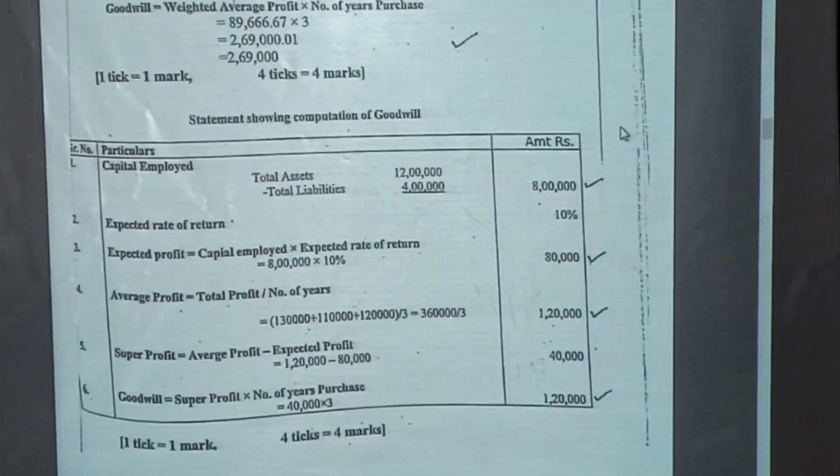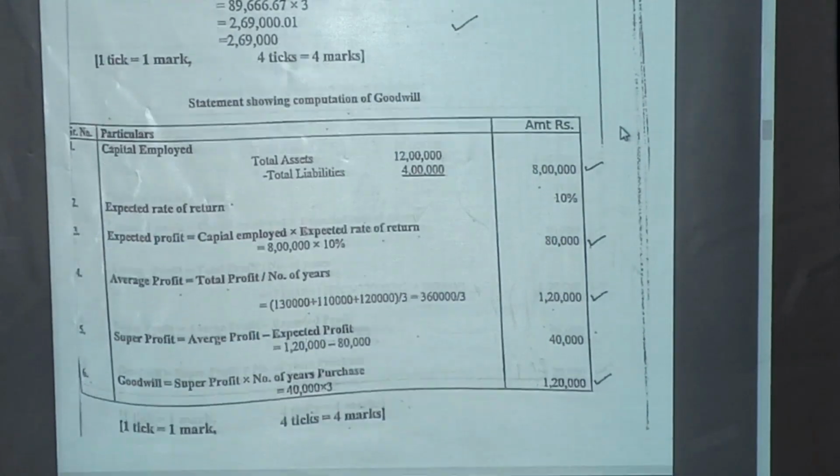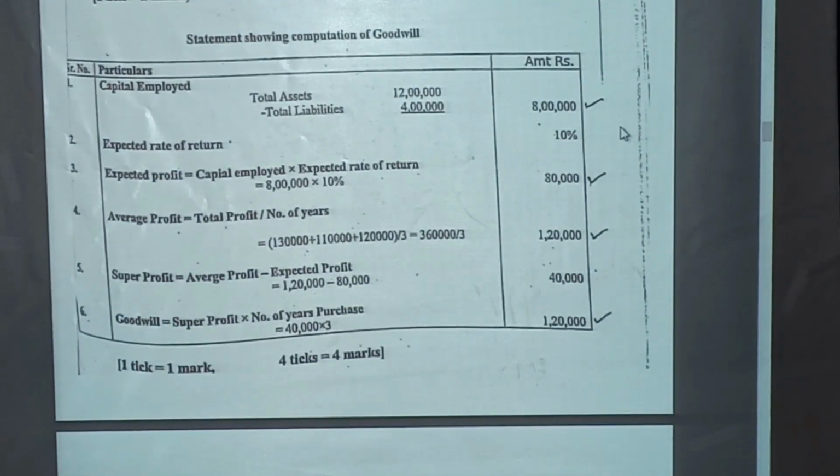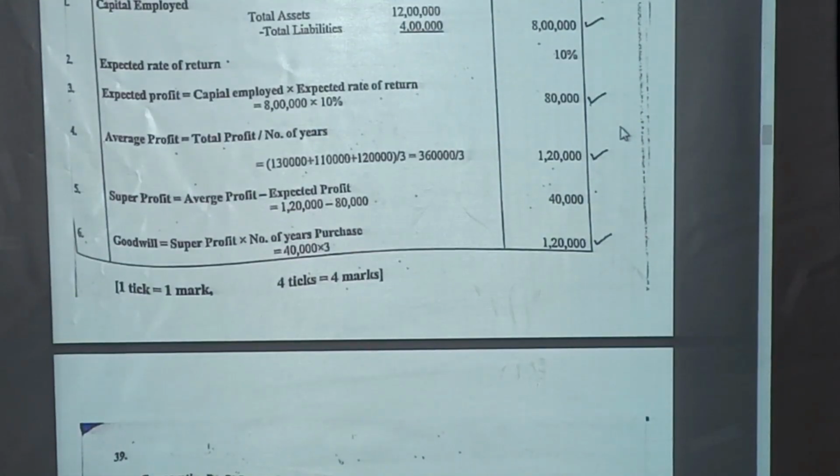The next question is also a question of goodwill. In this, capital employed 8 lakh has 1 tick, expected profit 80,000 has 1 tick, average profit 1 tick, and goodwill 1 tick. That means here also 4 ticks and 4 marks for the students to get maximum marks.